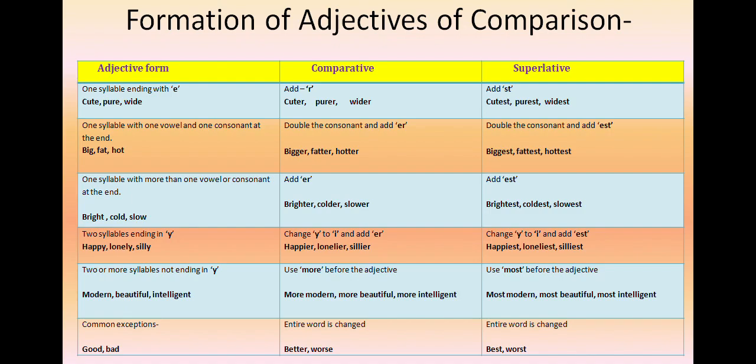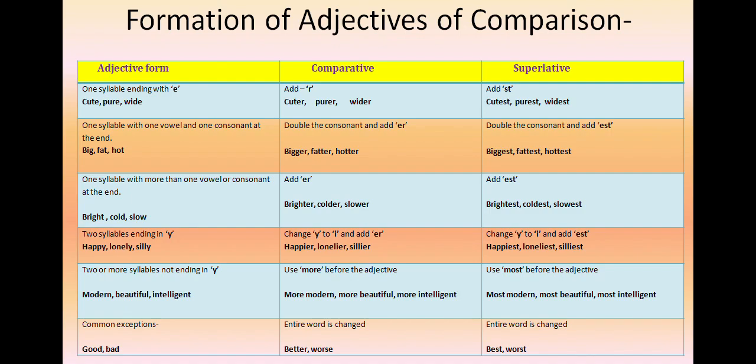Now let us learn about the formation of adjectives of comparison. If in the positive degree the adjective has one syllable and ends with E, we are going to add R in the comparative degree and ST in the superlative degree. Like cute, cuter, cutest, pure, purer, purest, wide, wider, widest.